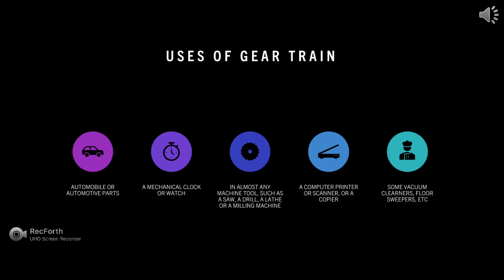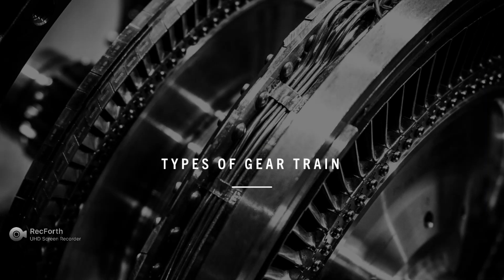As for uses of gear trains: first, automobiles for automotive parts, and mechanical clocks for watches. Next, in almost any mechanical tool, such as a saw, a drill, a lathe, or a milling machine. Next, a computer printer or scanner, or a copier. And last, some vacuum cleaners, floor sweepers, and so on.